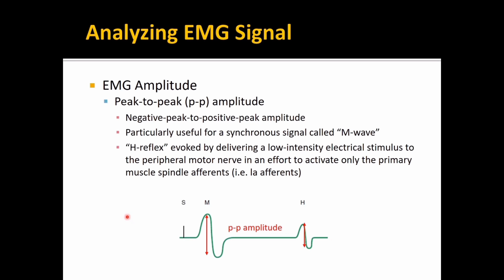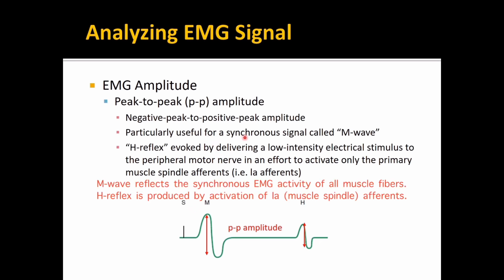Okay, let's take a look at the peak-to-peak amplitude, which means negative peak to positive peak amplitude. So if you have an EMG signal, as you can see here, the negative peak to positive peak, this is a peak-to-peak amplitude. And this is particularly useful for synchronous signals called M wave and H reflex, which are evoked by delivering a low intensity electrical stimulus to the peripheral motor nerve in an effort to activate only the primary or spindle afferent.